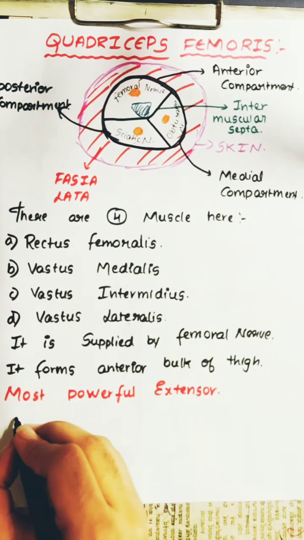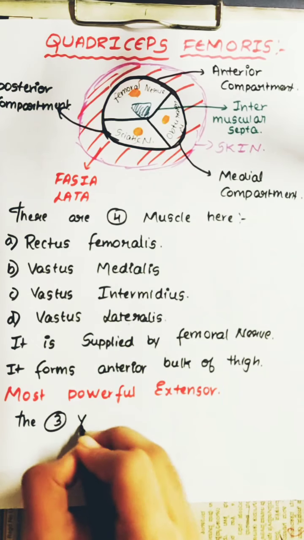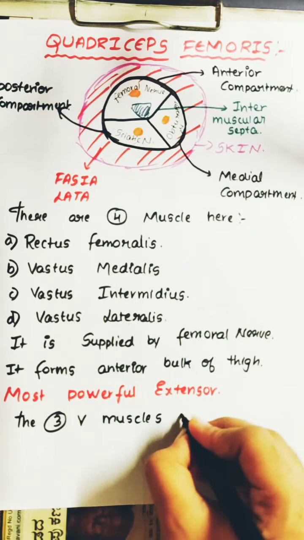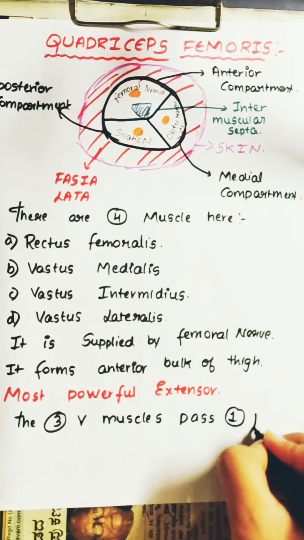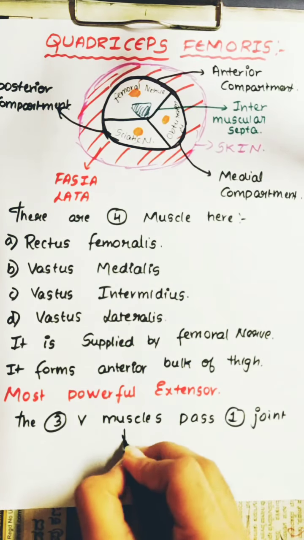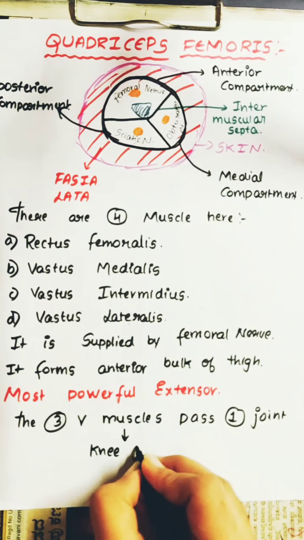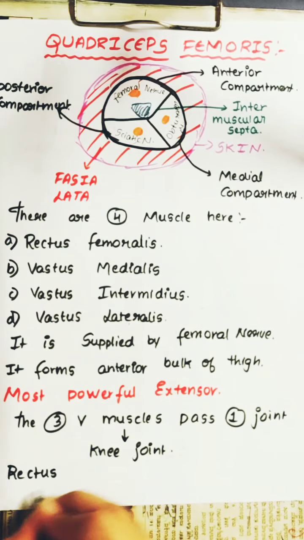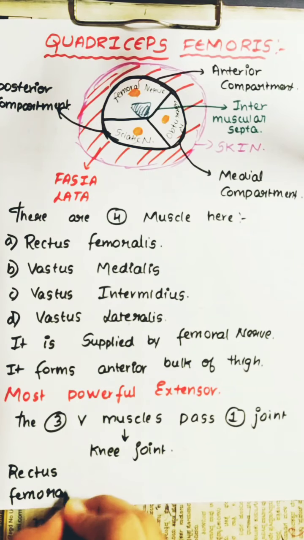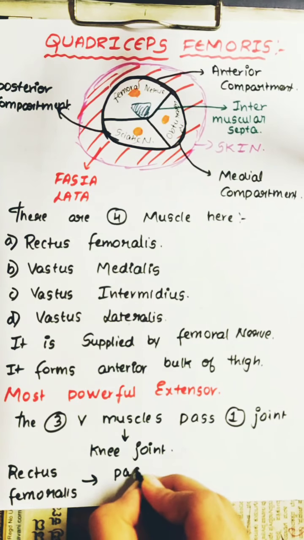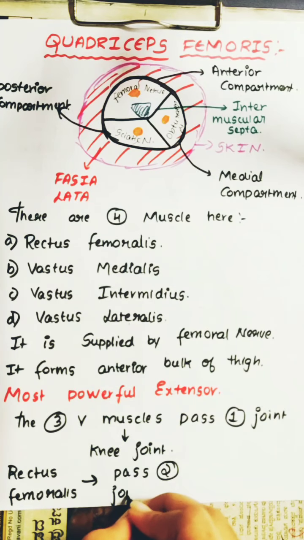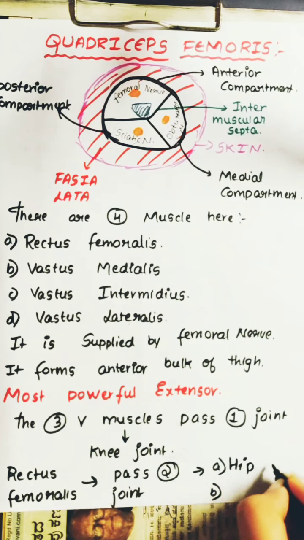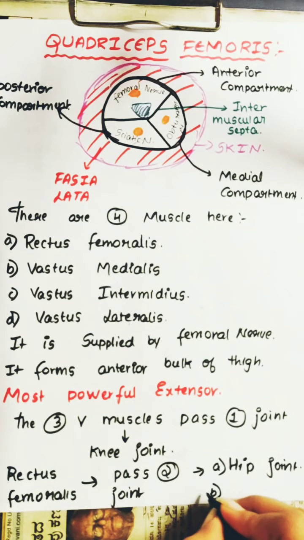So the three V muscles pass one joint, that is the knee joint, but the rectus femoris passes two joints: the hip joint as well as the knee joint.